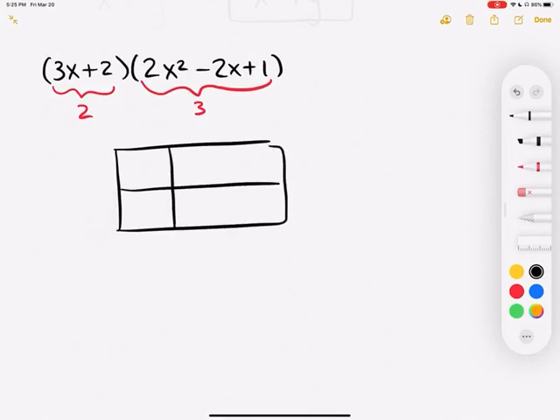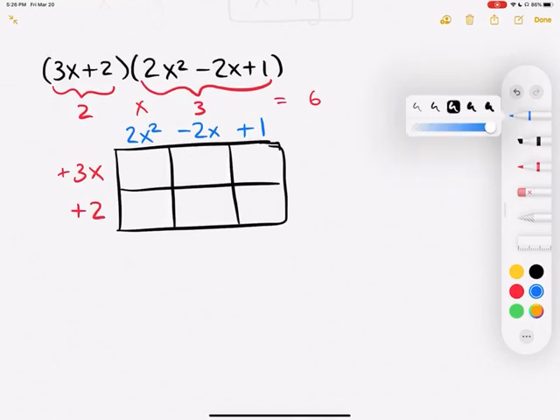That's a 2 times 3 rectangle. Now, at the end, you multiply those two, you should have 6 terms before you combine like terms. So let's see what we can do. Vertically, I'm going to place the first polynomial, which is 3x plus 2, and on the top of that polynomial, I'm going to place the other numbers, which is 2x squared minus 2x plus 1, and we're going to do those multiplications.